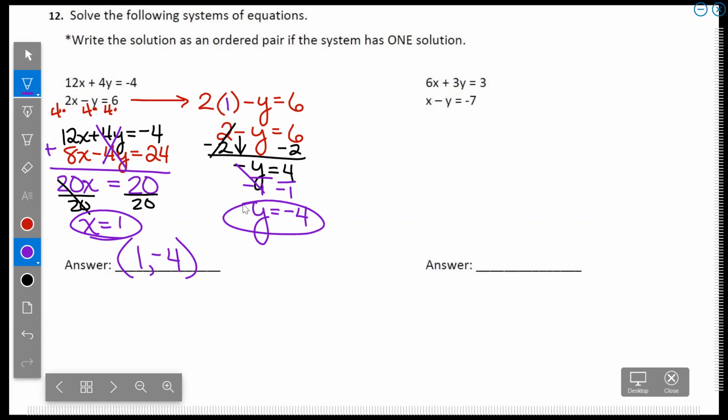For the second one over here, I would probably also use the elimination method. Which equation would I want to multiply and by how much? Bottom one by -6. We can do that. All right, so that would give me -6x plus 6y equals 42.